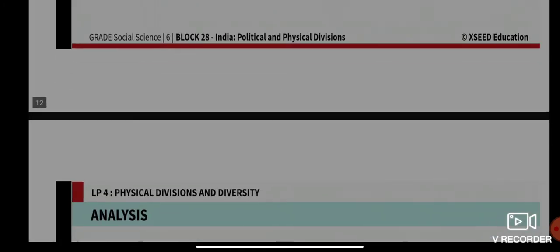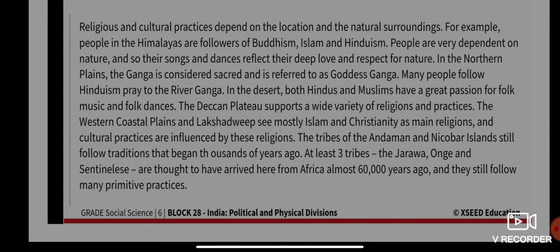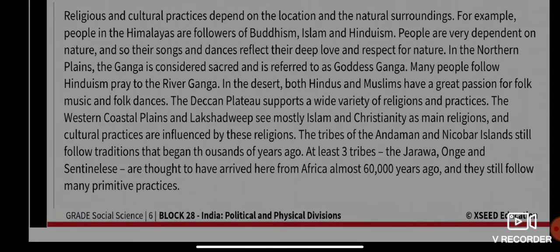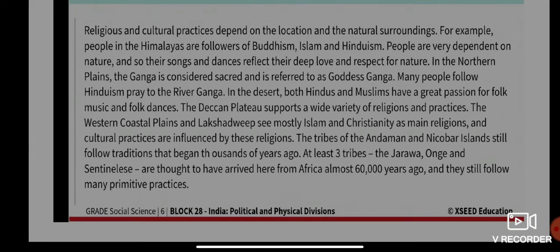All right, so see, religious and cultural practices depend on the location and the natural surroundings. For example, people who live in the Himalayas are followers of Buddhism, Islam, and Hinduism. People are very dependent on nature, and so their songs and dances reflect their deep love and respect for nature.